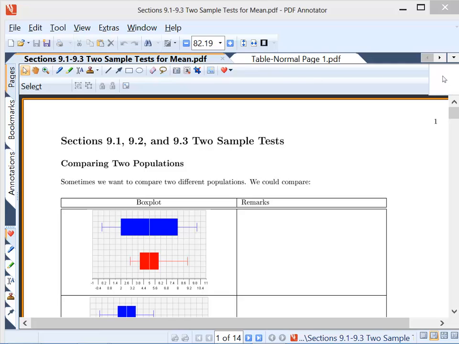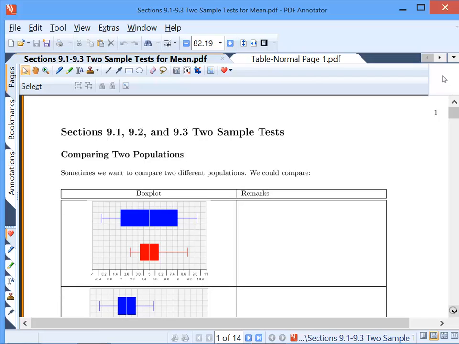So sections 9.1 through 9.3, we're talking about two sample tests. We just figured out how to test for one sample for mean. Now we're going to do it for two samples. Sometimes we want to compare two different populations.